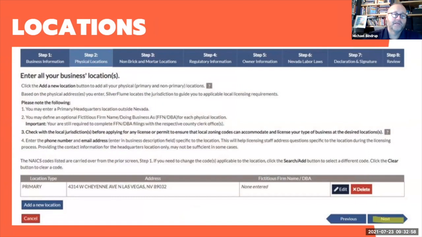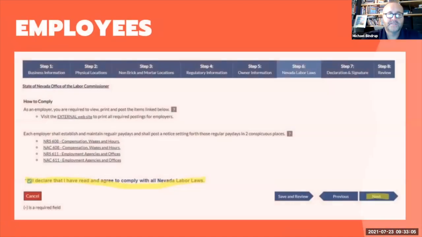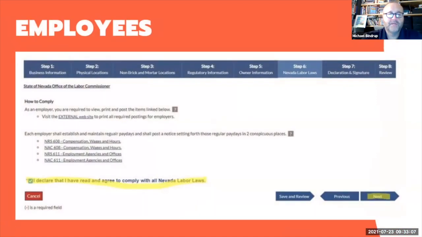So you're entering your locations. Our primary location's here on Cheyenne Avenue. So we put that in, we hit next. That's our jurisdiction. Employees: since we said we're going to have employees, which we did, we have to declare that we've read and will comply with all Nevada labor laws. It's up to you to get everything set up appropriately and handle all the workforce compliance issues. You have to go to the Office of the Labor Commissioner, which has everything regarding that.